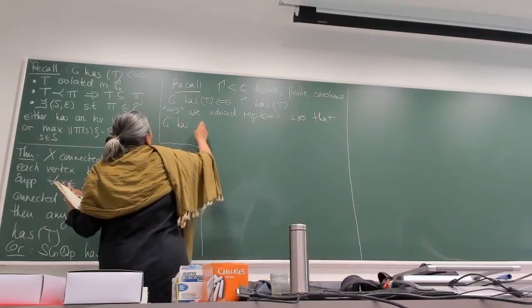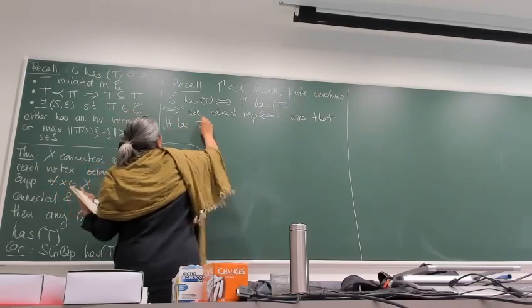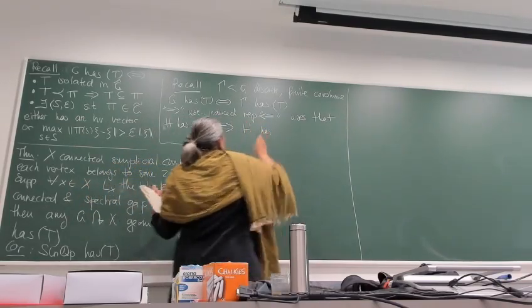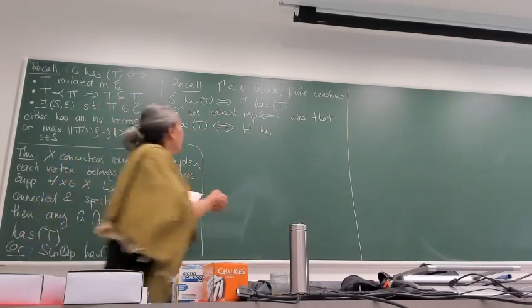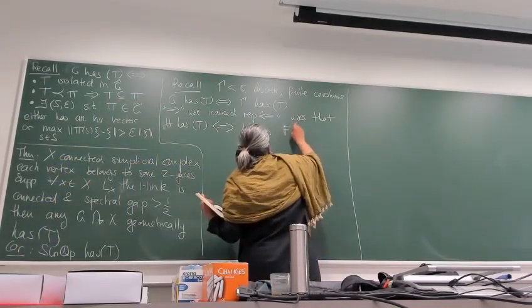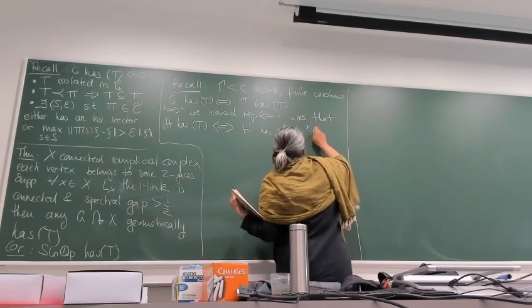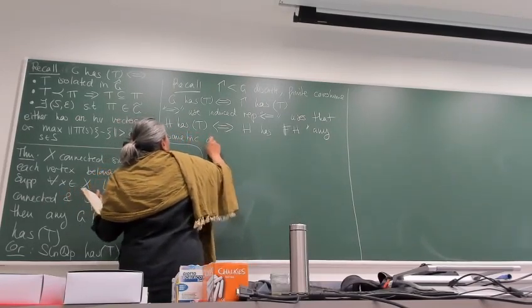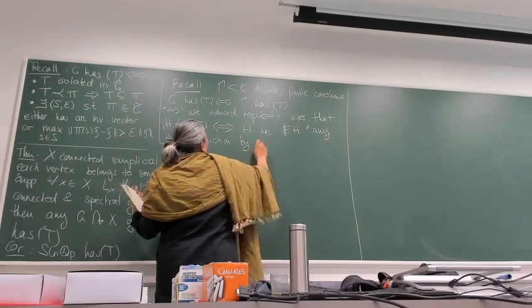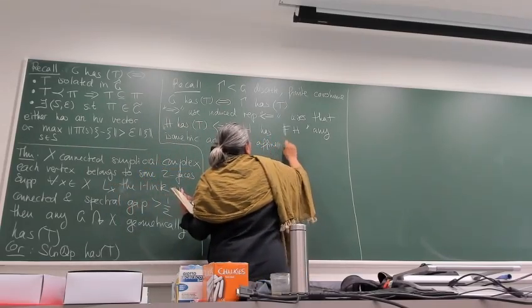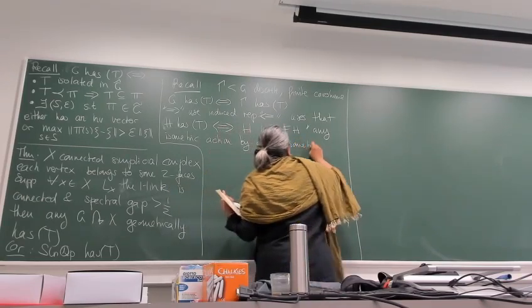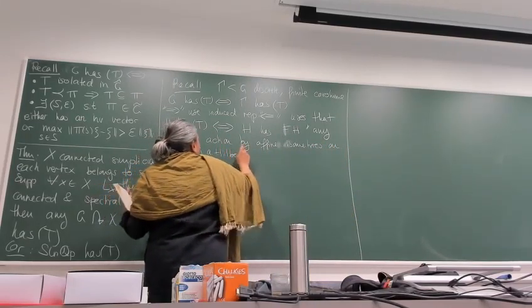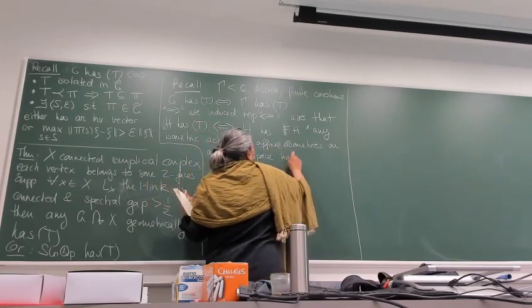Valette and de la Harpe use that a group H has T if and only if, for any locally compact second countable group, it has what is called FH, which is: any isometric action by affine isometries on a Hilbert space has a fixed point.